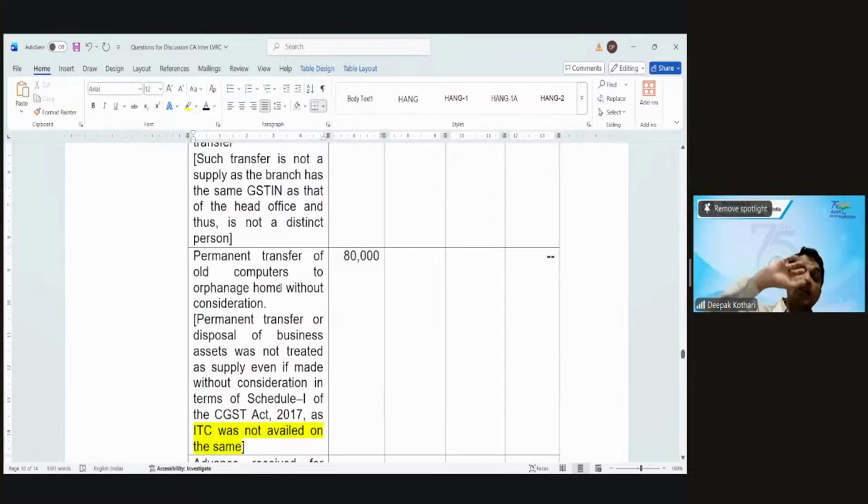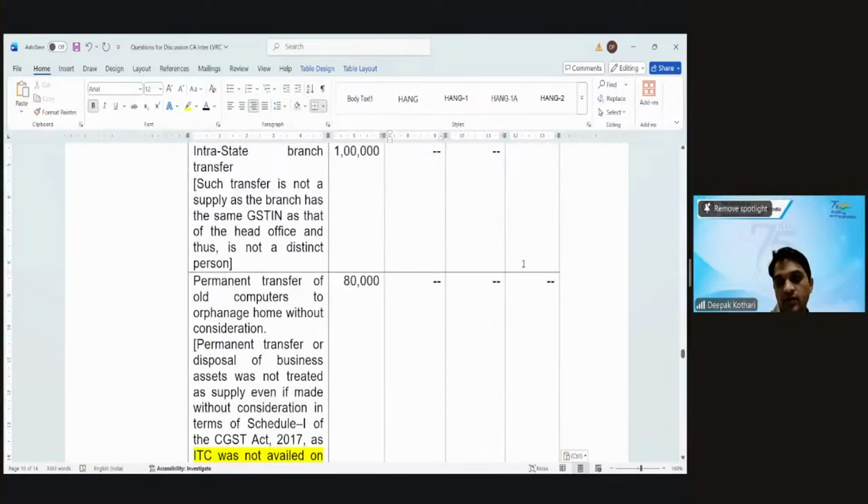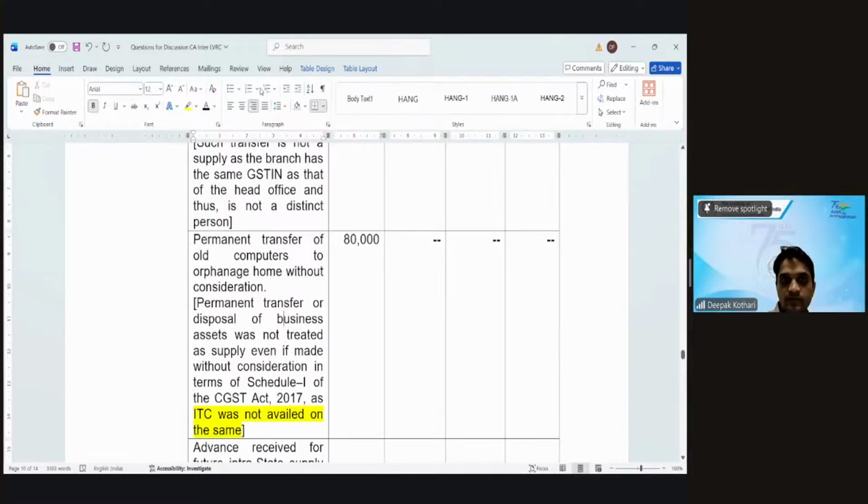Okay, don't give the reason that there is no consideration. Then your answer will still be wrong. You may mention zero in the taxable, but it will still be wrong because you have to give the correct reasoning, which means you should read the correct provision. So it becomes zero in this case because ITC has not been availed.